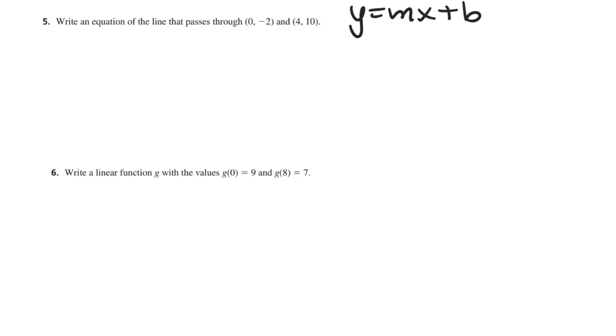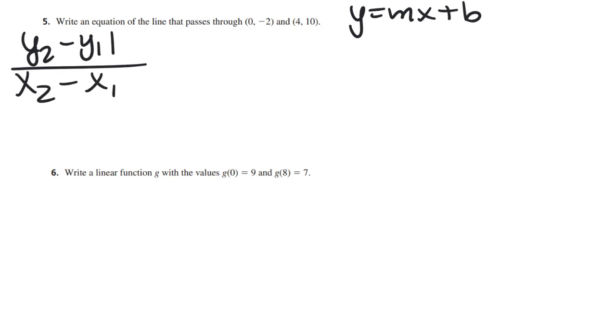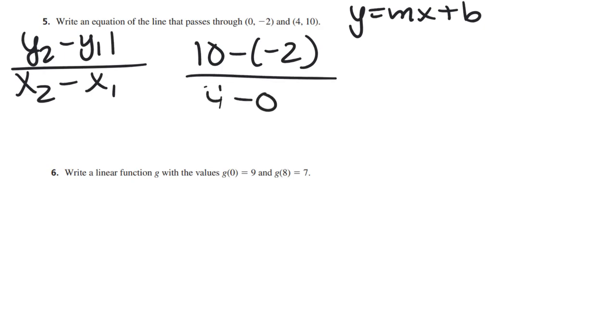So write an equation. How do we find our slope? What's the equation of the slope? y2 minus y1 over x2 minus x1. So what's our y2 here? 10 minus -2 over 4 minus 0. It gives us what? 12 over 4, which is the same as 3.